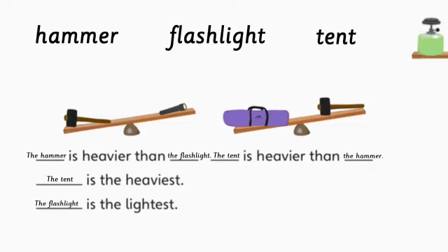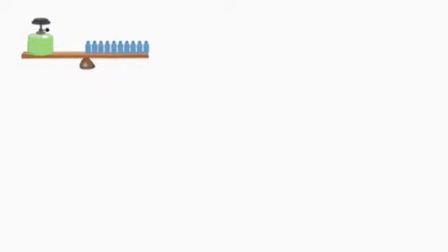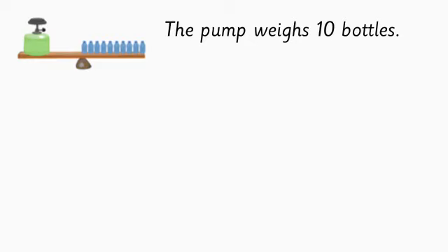If we want to measure how heavy something is, we need to balance the balance scale using a selected object. To weigh our object using bottles, we place our object, the pump, onto one side and add bottles onto the other side until they are both the same, balanced. The object will weigh the same as the number of bottles. Look at this balance. The pump weighs 10 bottles.